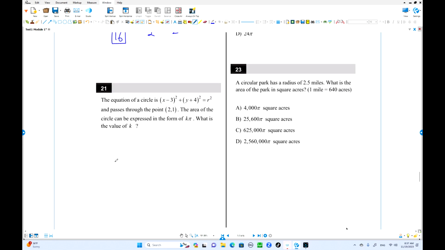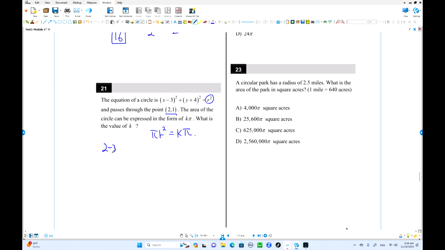Here is number 21. The equation of the circle is in standard form over here. The area of a circle can be expressed by k pi. You know the area of a circle is pi r squared, which should equal k pi. That's right. We need to find the radius. Where is the radius? Oh, we have it there. Pi r, okay, just r squared. How can you find this one? Because this point is on this circle. Put this number in there. You can find the value of r.